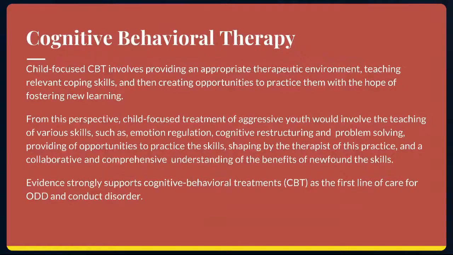Child focused CBT involves providing an appropriate therapeutic environment, teaching relevant coping skills, and then creating opportunities to practice them with the hope of fostering new learning. From this perspective, child focused treatment of aggressive youth would involve the teaching of various skills, such as emotion regulation, cognitive restructuring, and problem solving, providing opportunities to practice the skills, shaping by the therapist of this practice, and a collaborative and comprehensive understanding of the benefits of the newfound skills.